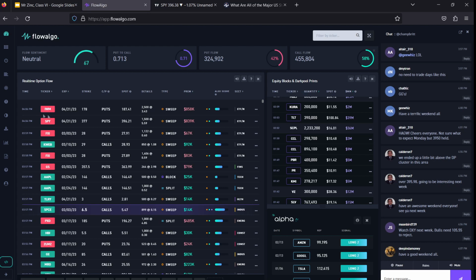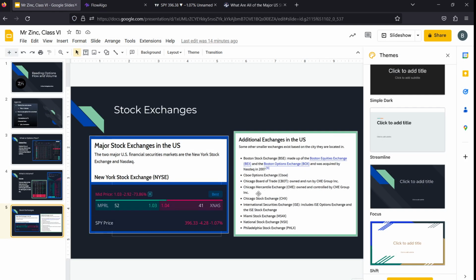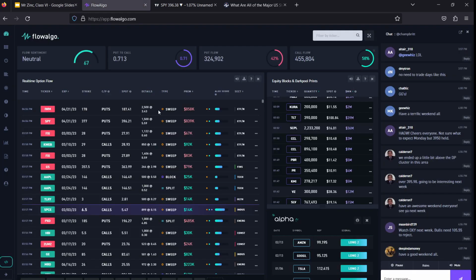So starting off here, you have 3 different types of order blocks or flows. Sweep means that all the best bids were bought over multiple exchanges. That's why we're looking at all these stock exchanges. This means that 2,500 contracts were bought at $343 a piece, $858K in total premium. Sweep tells you that all the available best bids were bought on all the exchanges. So it's not just one exchange that offered all of them. Someone went in and ordered 2,500 contracts. They didn't care if they got filled all at 3.43.